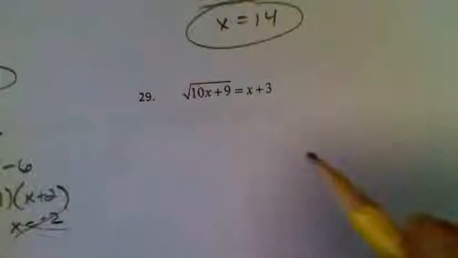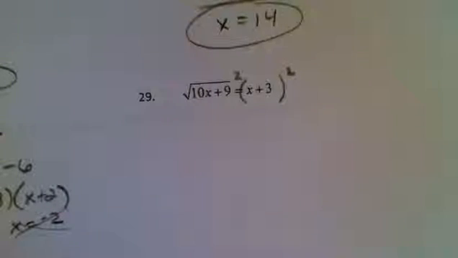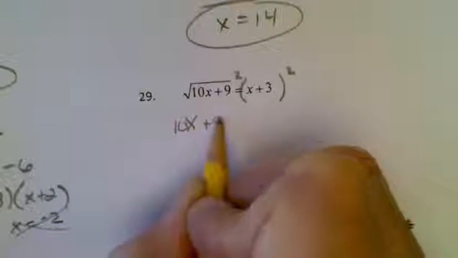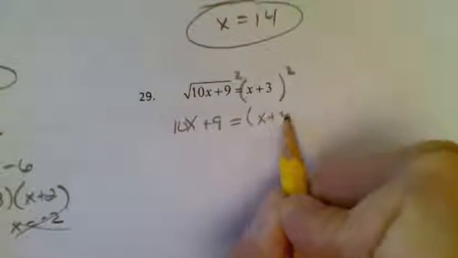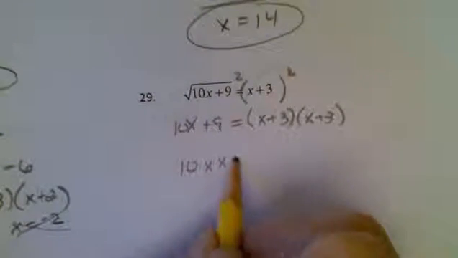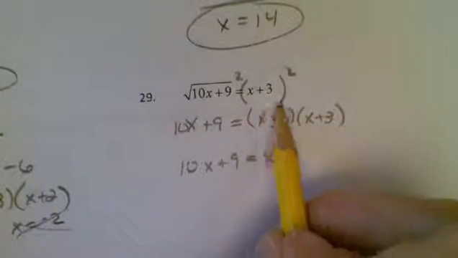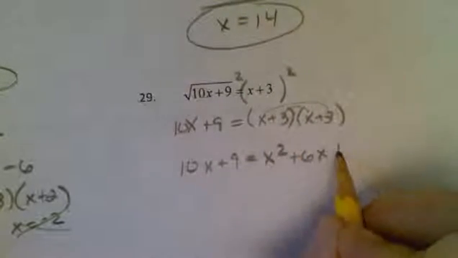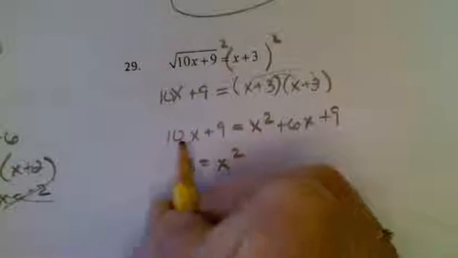29, same thing. I'm going to square both sides, but remember, over here, I have to square that entire side. So I'll get 10x plus 9 on the left side, but on the right side, I have to multiply x plus 3 times x plus 3. And so I'm going to get 10x plus 9 equals, when I distribute these out, x squared, 3x plus 3x, so I'm going to get 6x, and then 3 times 3 is 9.